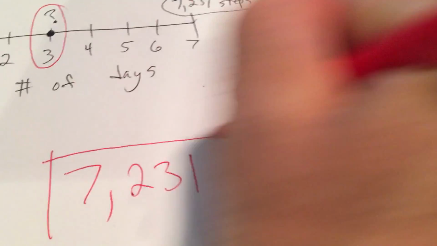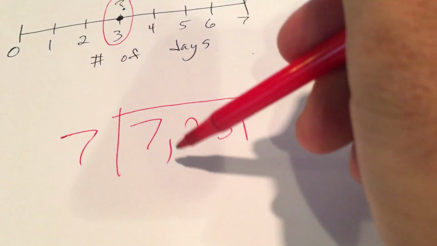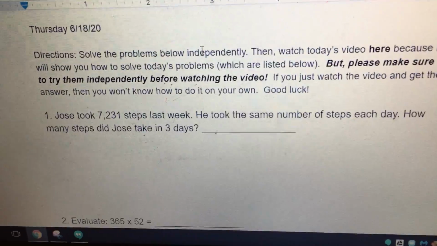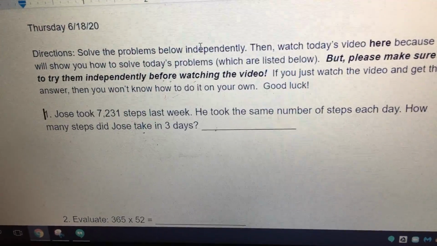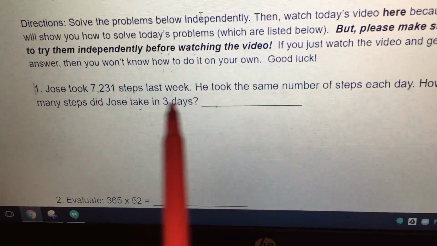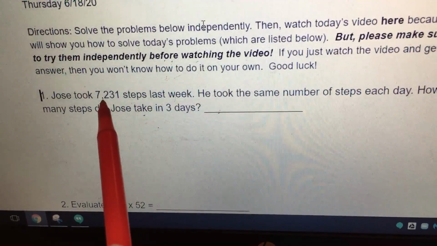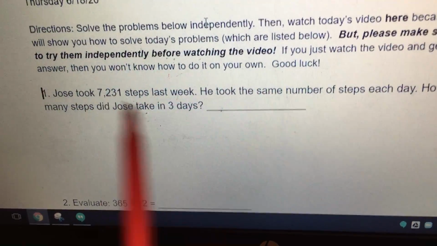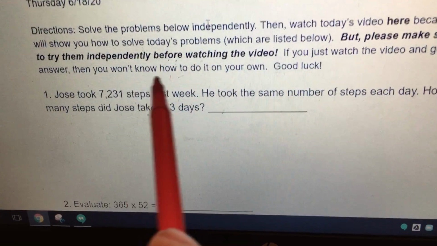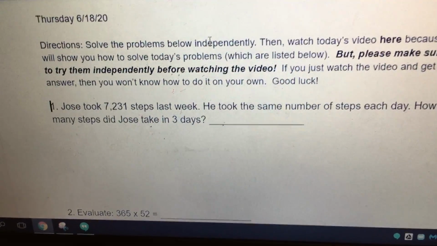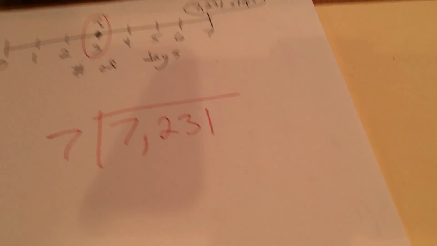So we're going to do our division first. We're going to do 7,231 steps, and we're going to divide that by 7 days. Make sure we got the number of steps correct from the problem, 7,231. He took the same number each day. How many did he take in 3 days? So last week, it's telling us that it was 7 days. There's 7 days in a week. So we're not doing 7,231 divided by 3. That will just make 3 equal groups. Since it was last week, and the same number of steps each day, we're going to divide by 7 days. Then we're going to multiply by 3. So this is pretty tricky for that reason.